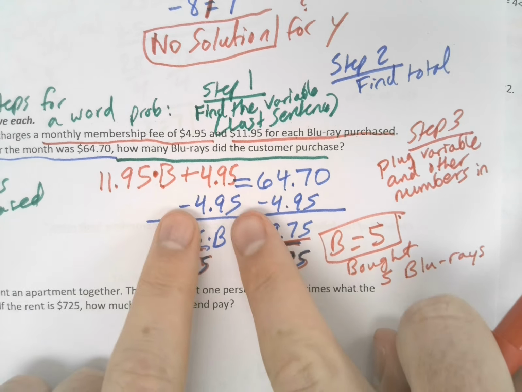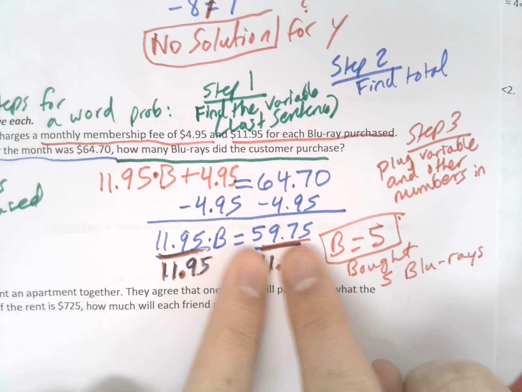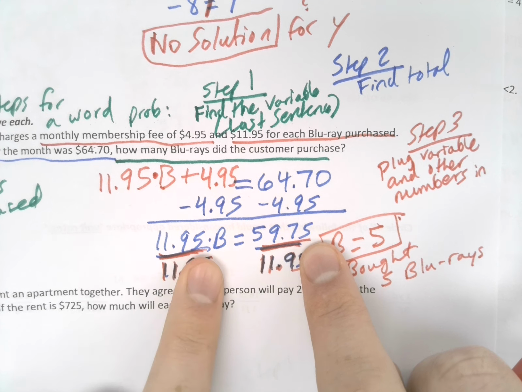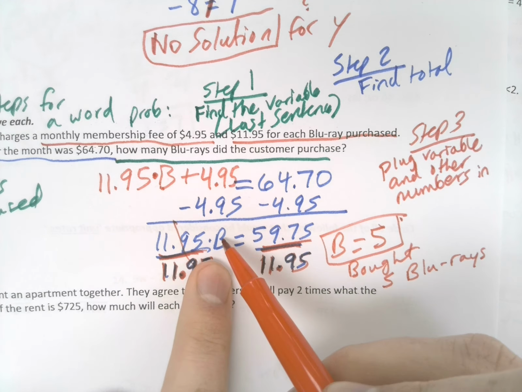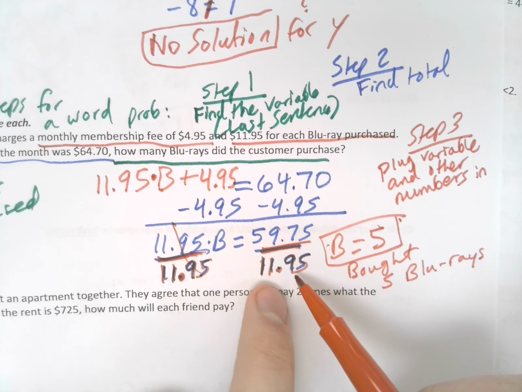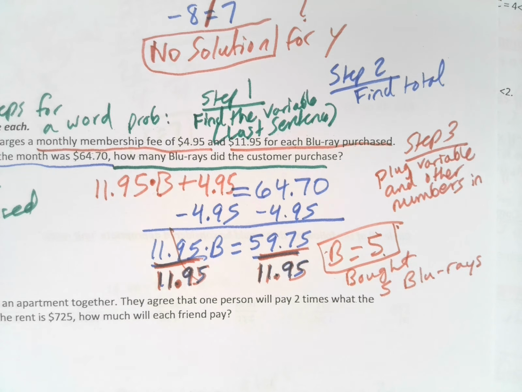All right, so we subtract $4.95 over. That's step 3. That gives us $59.75, and then we just have $11.95 being multiplied to B, so we can divide. Boom. And so B equals that divided by that gives us 5. So we bought 5 Blu-rays, or this guy did.